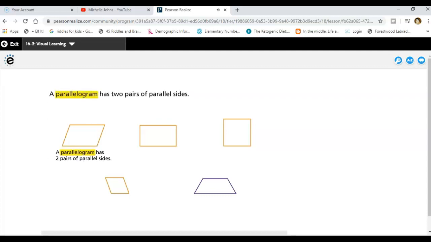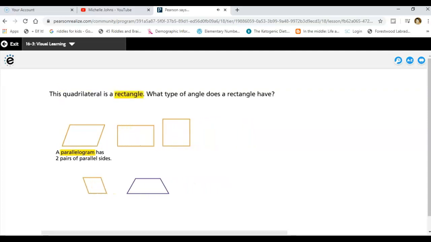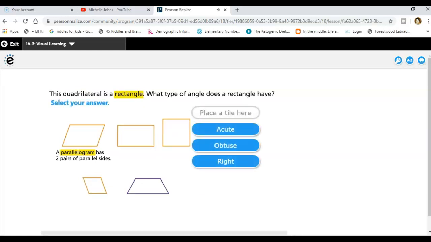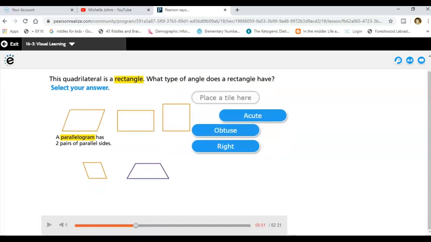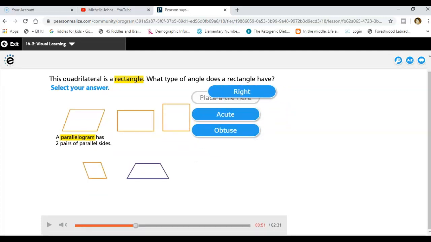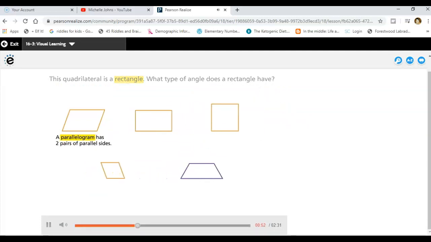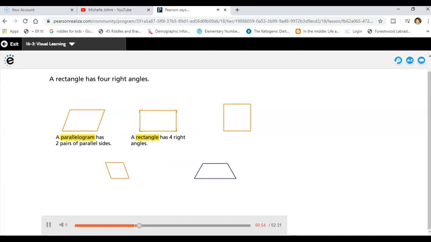A parallelogram has two pairs of parallel sides. This quadrilateral is a rectangle. What type of angle does a rectangle have? Select your answer. Okay, so think about it. In your mind, tell me which one to select. What kind of angles does a rectangle have? Is it obtuse? Is it acute? No, it is right angles. A rectangle has four right angles.